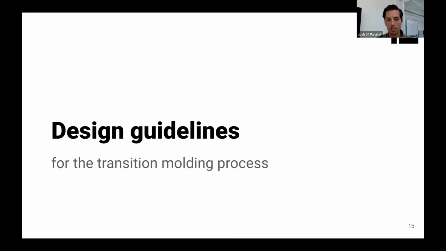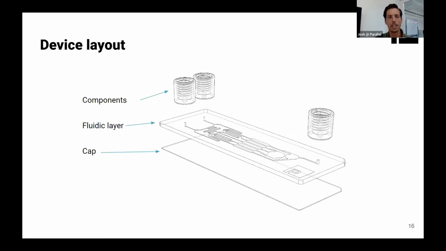So now jumping into guidelines, again, kind of specifically for our process here at Parallel, but a lot of these different rules are transferable to injection molding because it's a really similar set of design constraints. And before we get into the details, just to kind of set the stage here, for the purposes of this webinar, we'll talk about a pretty basic layout for a microfluidic device where we have a fluidic layer, which has all of your microfeatures and your channels. This is really like the heart of the microfluidic device. You have a cap on the bottom, which seals those features.